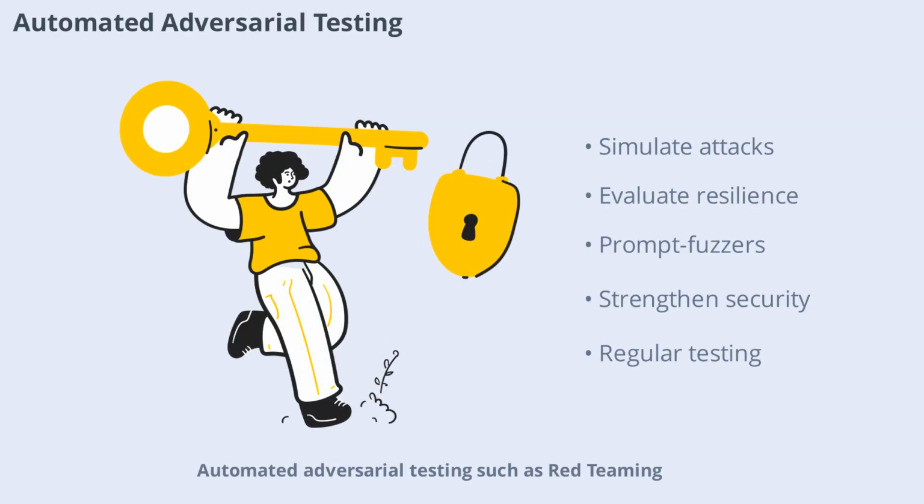Automated adversarial testing, such as red teaming, is essential for identifying vulnerabilities like prompt injection. Use prompt fuzzers and specialized tools to simulate attacks and evaluate system resilience.